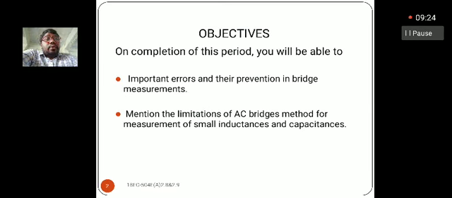I hope all of you understood the two topics: the measurement of inductance using Maxwell's bridge, and the important errors and their prevention in bridge measurements, along with the limitations of AC bridges and the method for measurement of small inductance and capacitances. And we also discussed the limitations of the Maxwell's bridge circuit.